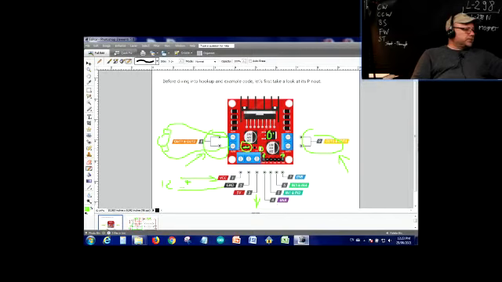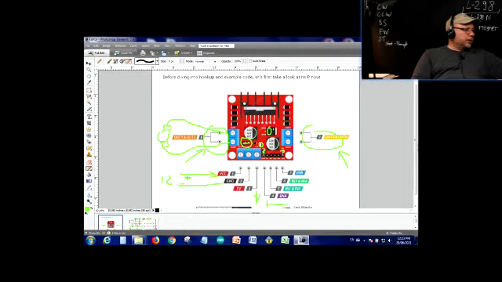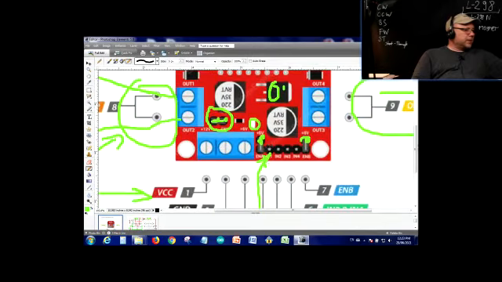Now, here is the enable pin right here, and that goes and is connected right into this little pin that sticks out right here.